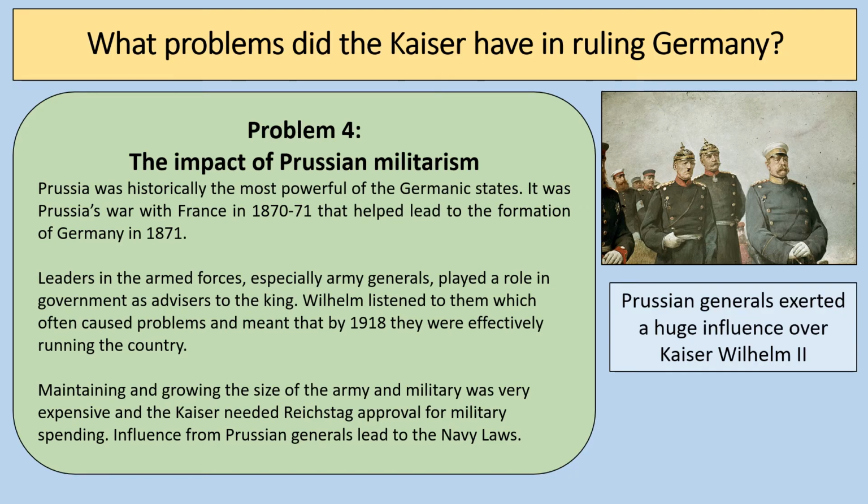Also, having such a huge army was very expensive. The Kaiser needed to get the Reichstag's approval for military spending. So we start to get this real tension between the right wing in Germany before the First World War, who were supportive of the Prussian military generals and the idea of Weltpolitik, and the more left-wing liberals, the Social Democratic Party, who wanted the money to be spent, for example, on helping the workers, bringing in more benefits, and improving living and working conditions. And that tension really plays out, especially over the Navy laws when they're brought in from 1898.